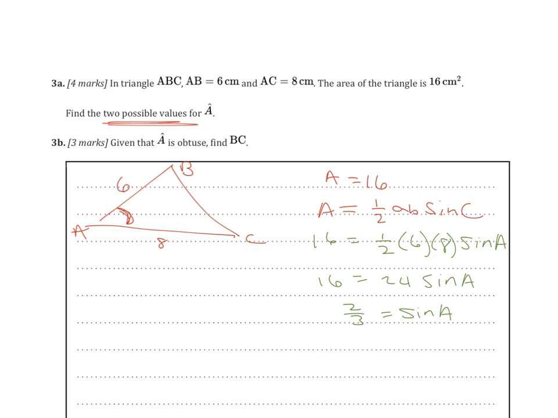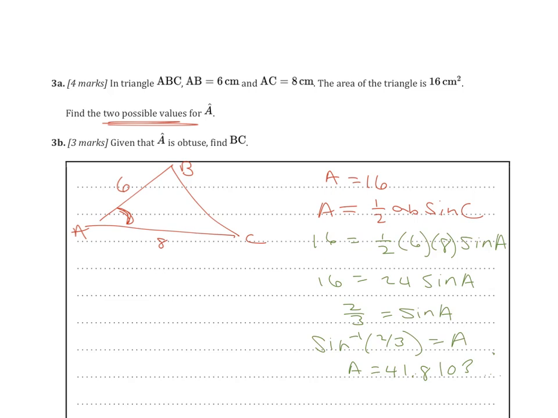And so I am going to take sine inverse of 2/3 to find out what angle A is. Since they didn't clarify whether we're in degrees or radians, they don't seem to care. We can put our answer in either one. I'm going to leave my calculator in degree mode. So when I do that, I get angle A is 41.8103... degrees.